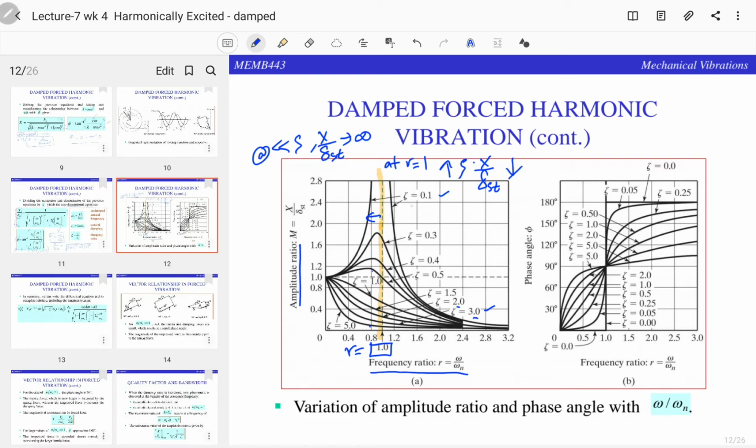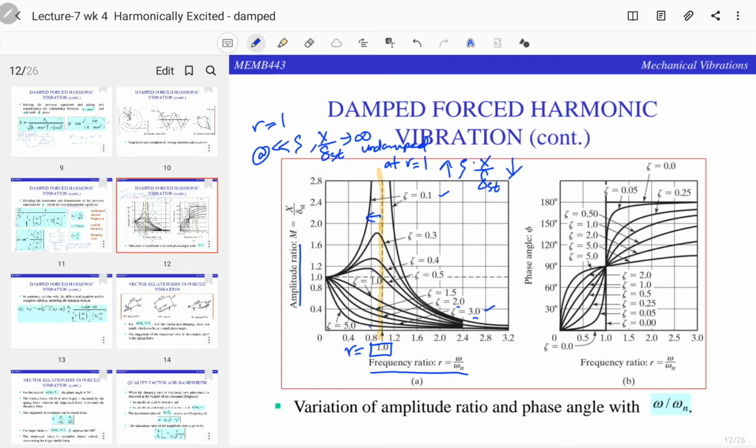So with a very small zeta, at r equals 1, you would have a resonance phenomenon. It is merging to the undamped condition when you have very, very small damping.